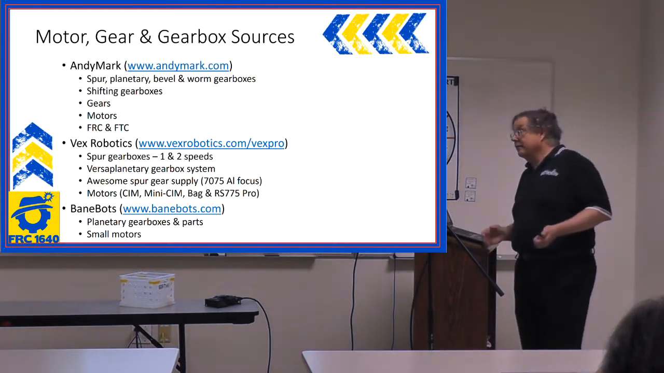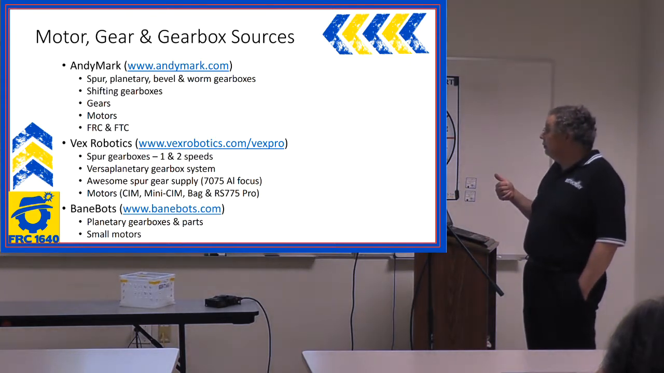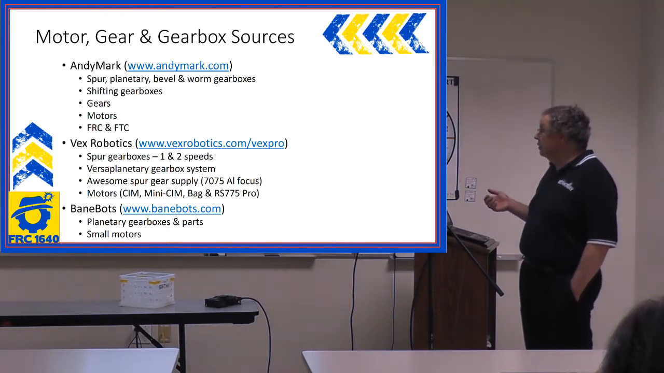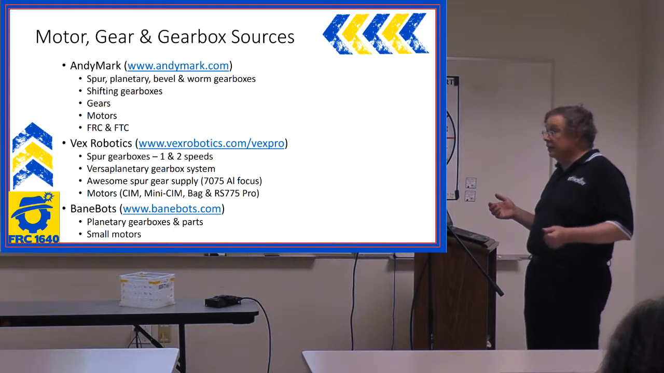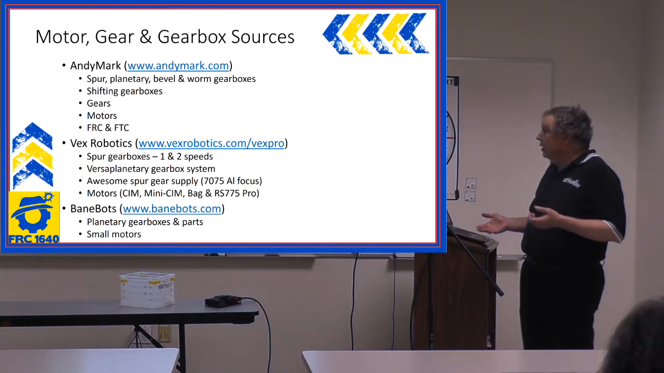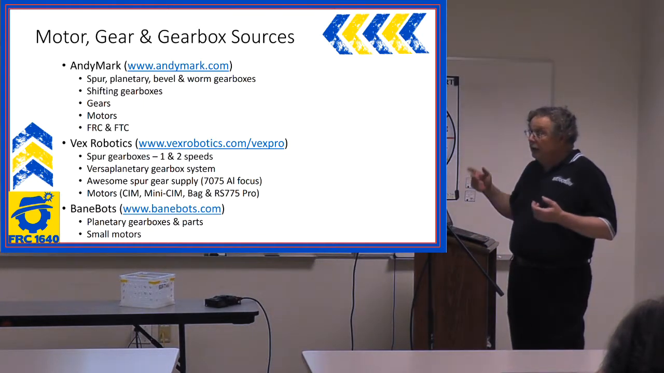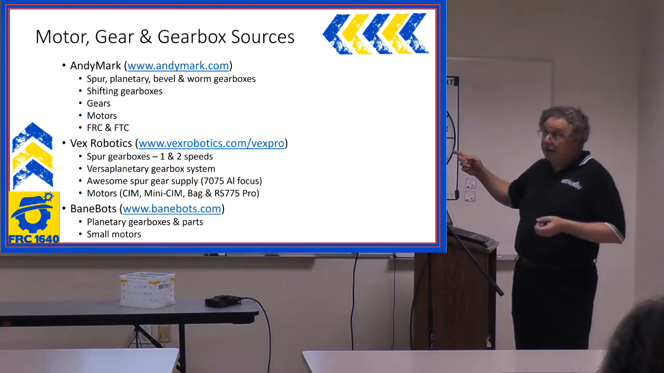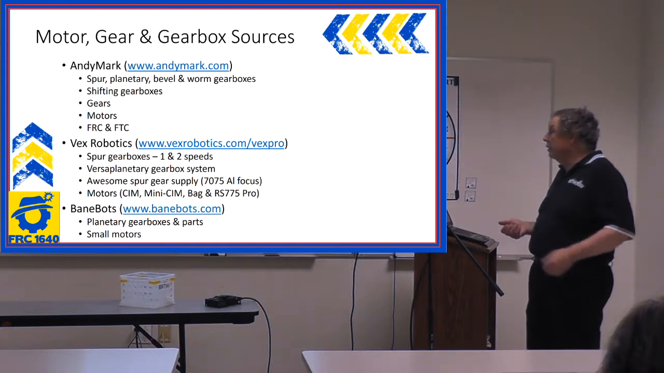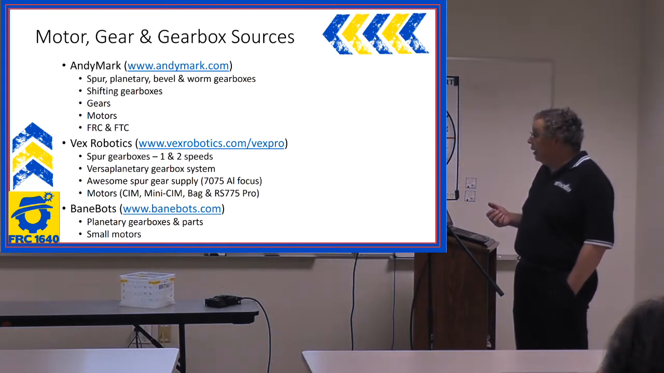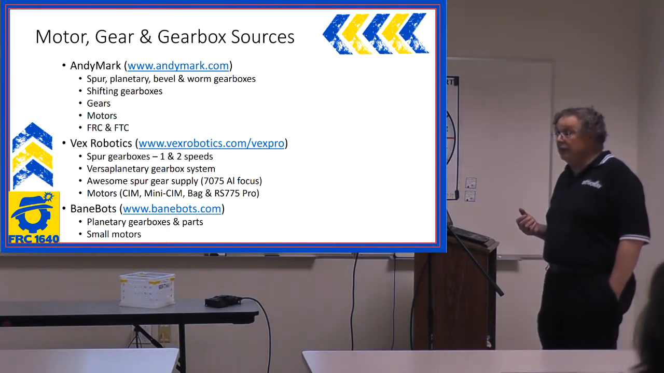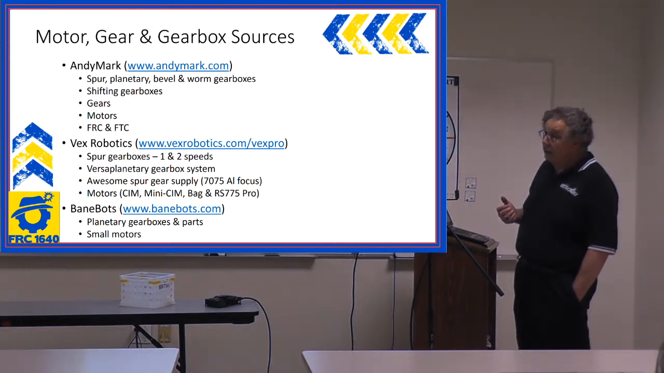Where do we buy these? A few places. AndyMark is a good source for a lot of gearboxes. They've got spur gearboxes. They've got Planetary gearboxes. They have bevel and worm gearboxes. They have shifting gearboxes. AndyMark is also a good place for buying gears. If you're going to design a gearbox and you need a gear, you can buy them from AndyMark. You can get motors there, and AndyMark is unique because it stocks parts for both FRC and FTC. So it's friendly to both of those systems.